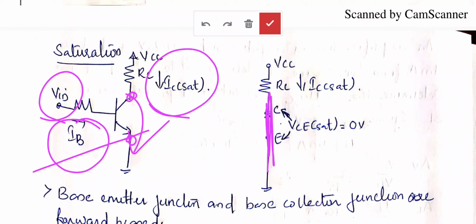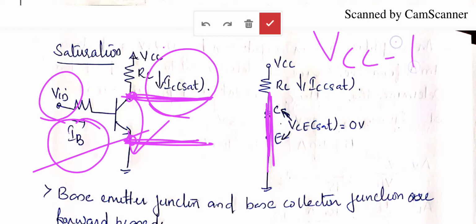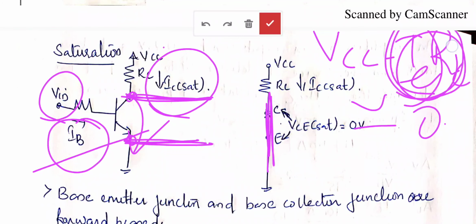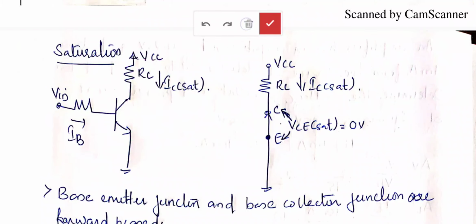Now what is the voltage across collector and emitter? It is actually VCC minus IC into RC. Since IC is very high, that value will be almost equal to 0 because a large drop will be present across the resistance RC. So VCC minus ICRC will be very small, almost equal to 0. So you can see here this will act as a closed circuit and VCE is known as VCE saturation, which is almost equal to 0.